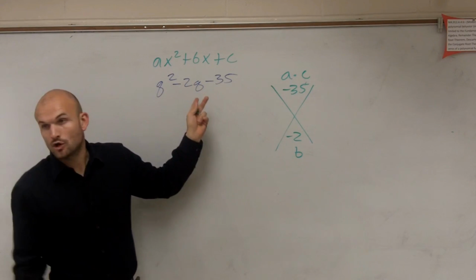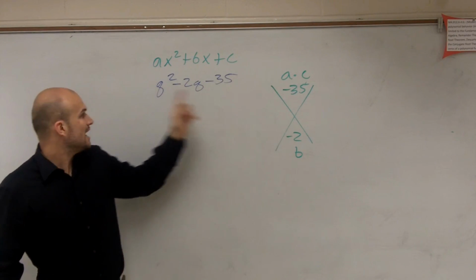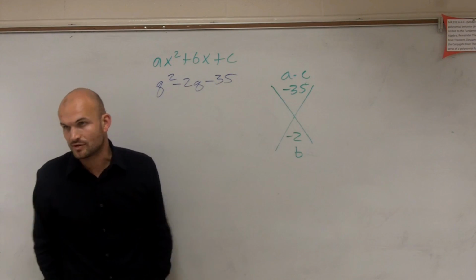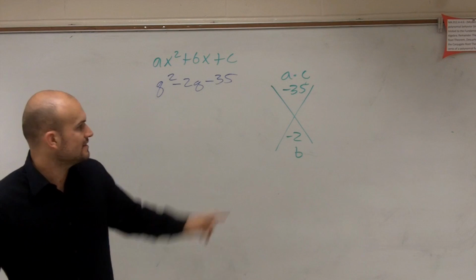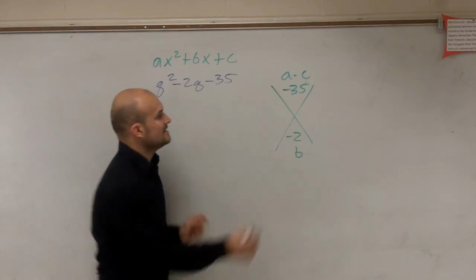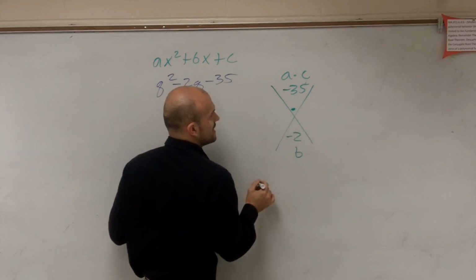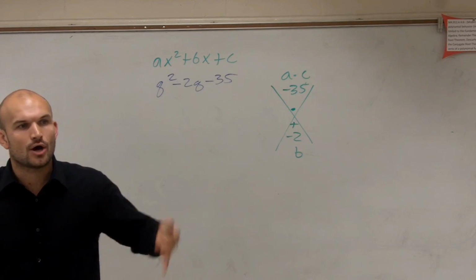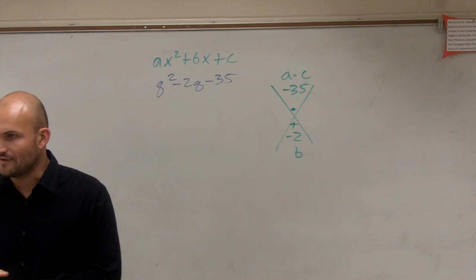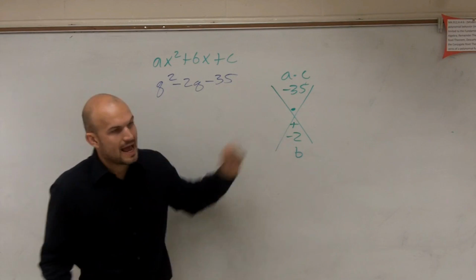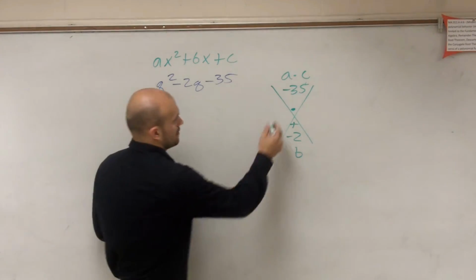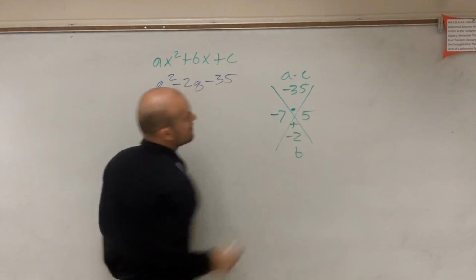So what we do is we take the coefficient of our linear term, put it there, and we multiply our a times our c, which is 1 times negative 35. Then you guys need to look at the factors of negative 35 and say what two numbers multiply to give you negative 35, but add to give you negative 2? So you think about all the numbers that multiply to give you negative 35, which one of those are going to add to give you negative 2? And the answer is negative 7 and 5.